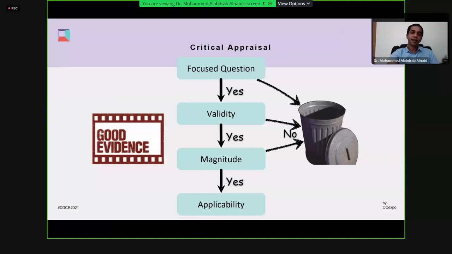And then the last step is applicability. Can you apply these results in your own patient population? Applicability is otherwise known as the external validity. So can you validate these results externally in your own patient population at the hospital? So basically, 3 questions plus the title. Title first, which is the focused question, and then the 3 main questions: internal validity, results magnitude, and then external validity or applicability. 3 main questions.